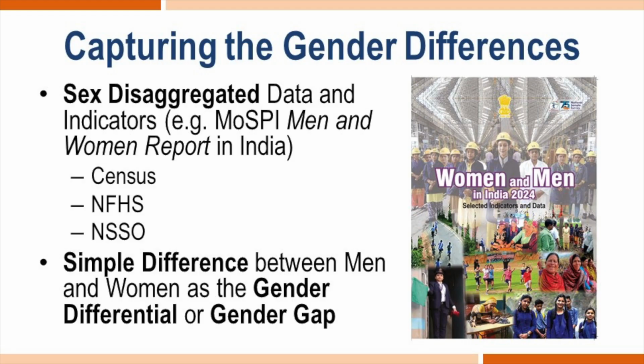Census provides sex disaggregated data. NFHS, the National Family Health Survey, provides sex disaggregated data. Different rounds of NSSO provide sex disaggregated data. And most importantly, the Ministry of Statistics and Program Implementation, MOSPI, provides a publication called Men and Women in India, where we get these different sex disaggregated data.